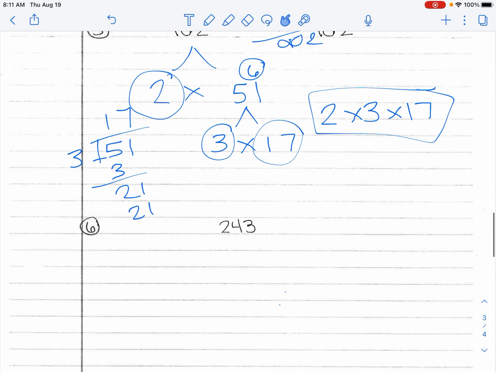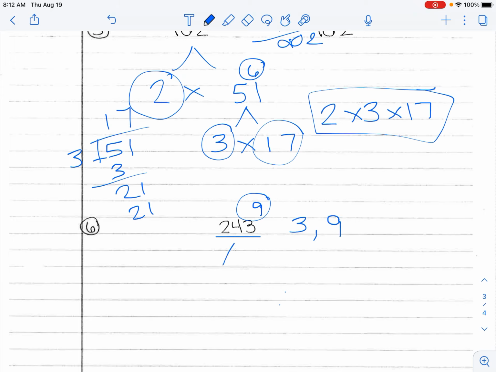Okay, this is our last one. Now 243, that kind of looks like a weird number, doesn't it? So is 2 a factor? No, this is not an even number. Is 3 a factor? Let's add our digits. So 2 plus 4 is 6, and 6 plus 3 is 9. Oh, yep. So 3 would be a factor. What about 4? No, odd numbers are not divisible by 4. 5, no, it does not end with a 0 or a 5. 6, nope, it was not divisible by 2. 9, yes, the sum of the digits is 9.